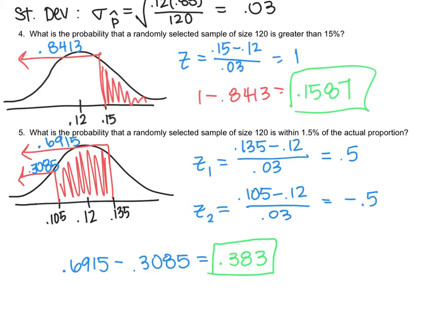Your other option is to use normal CDF with the lower bound being negative 0.5 and the upper bound being 0.5. And it's going to give you the already subtracted area, which is 0.3829, which is rounded to also 0.383.